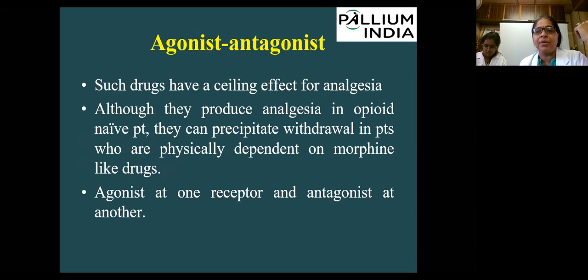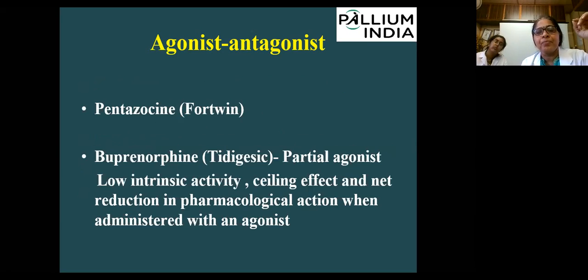Then we have some drugs which we call agonist-antagonist. This is where your buprenorphine and pentazocine fall. These drugs have a ceiling effect for analgesia. Though they can produce analgesia, they also produce withdrawal in patients who are dependent. And that is why buprenorphine can be used for withdrawal, for drug addiction. Agonist at one receptor and antagonist at the other receptor. Next slide, please.